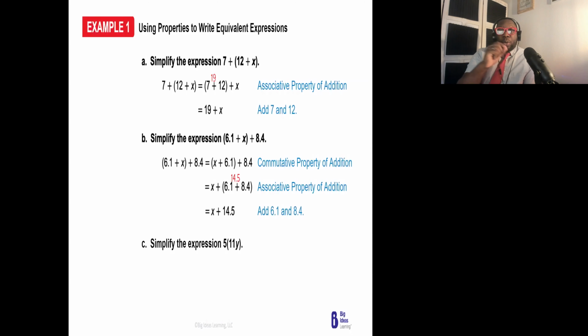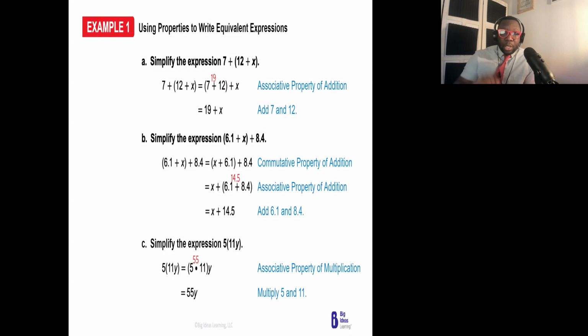However, when we are multiplying, that's something different. When we're multiplying, we can. In this case, 5 times 11y, well, 5 times 11 is 55. So 55y. That is an equivalent expression to what we saw before in letter C. Pay attention. When we are adding, we're not going to be combining our terms of constants and variables, whereas if we're multiplying, that is different. When we're multiplying, we can multiply constants and variables. All right, let's see how this applies in another example.